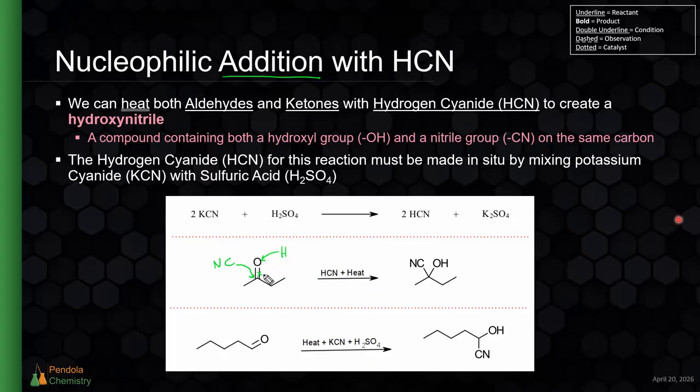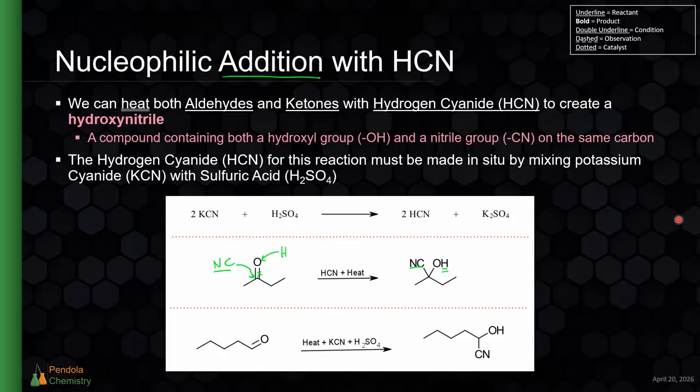Well, in this case, we break the pi bond on the carbon-oxygen double bond, a hydrogen gets added to the oxygen to create that hydroxyl group, and then the cyanide gets added to the carbon, giving us that nitrile group, therefore giving us our hydroxynitrile. So this is a very, very useful reaction. We'll see why in a couple of slides.